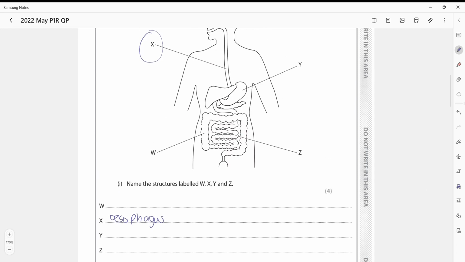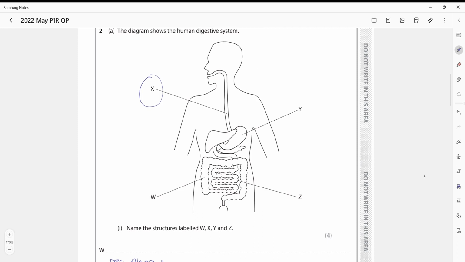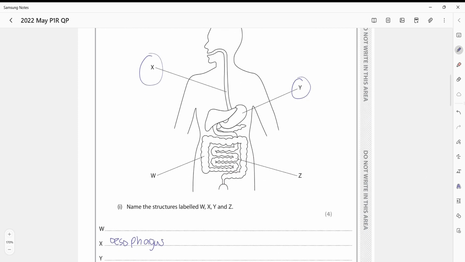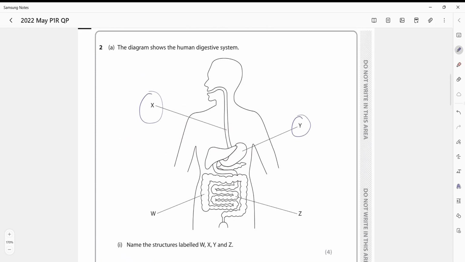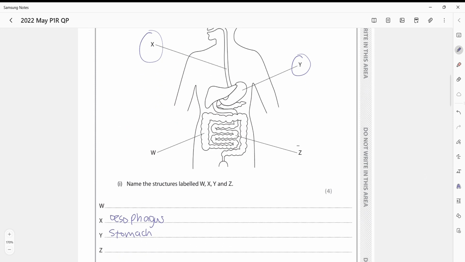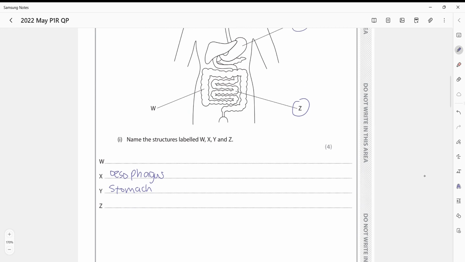All right, then after the esophagus, the food will go down to the stomach. So I'm going to write stomach here. Next, it goes down to the small intestine, so that is Z. So that is the small intestine. And then W here, we have the large intestine.